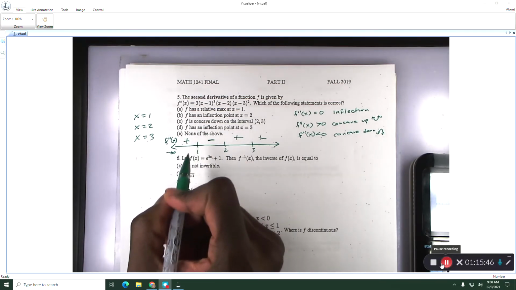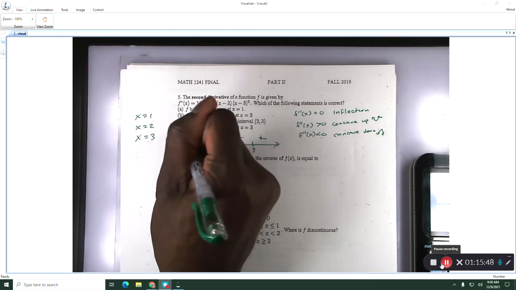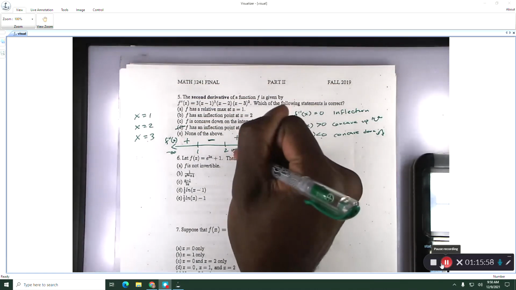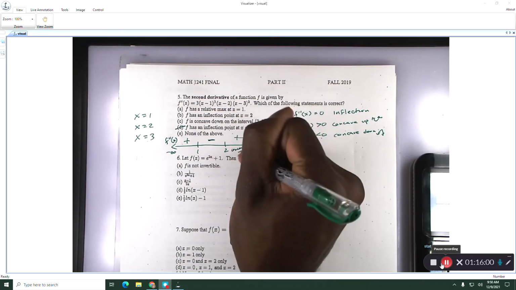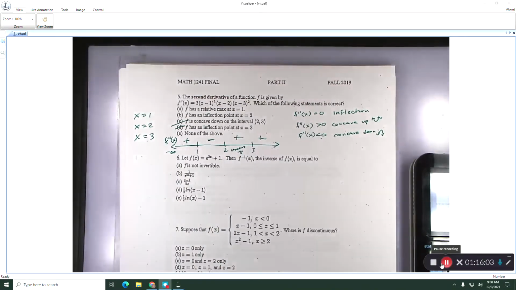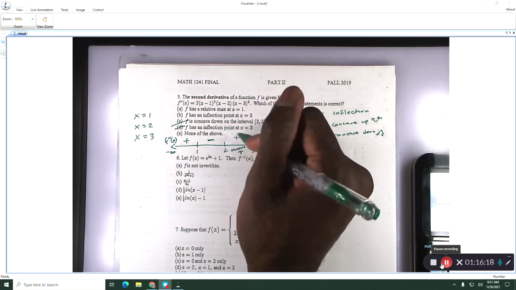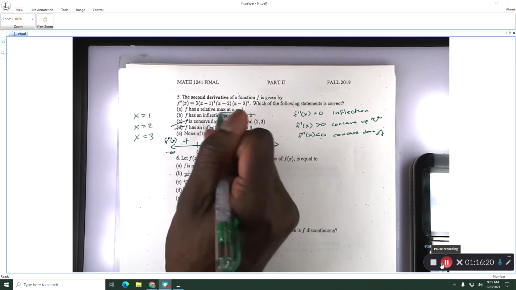it has an inflection point at x equals 3. That is not true. It's concave down on the interval from 2 to 3. That is not true. This is concave up. It says f has an inflection point at x equals 2. Yes, we do, because we see that our concavity changes from down to up. So yes, B would be the correct response.